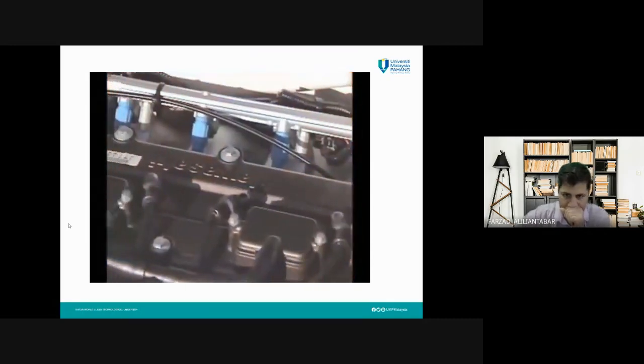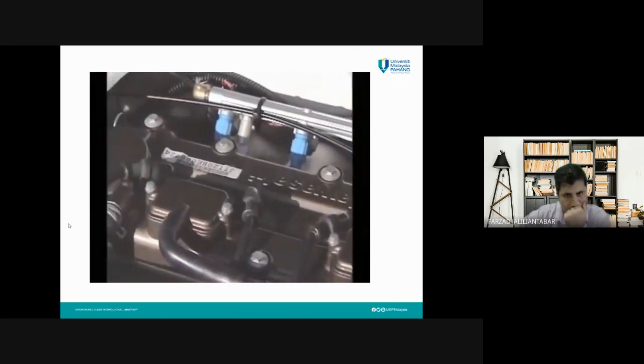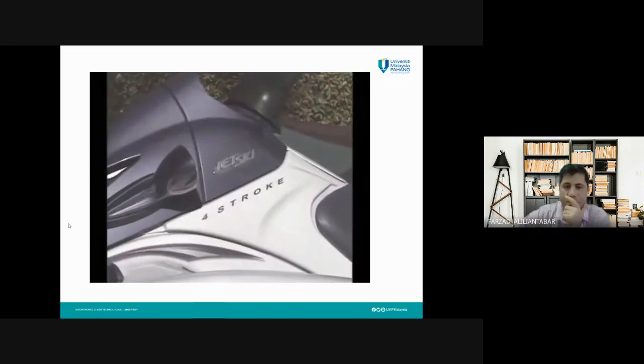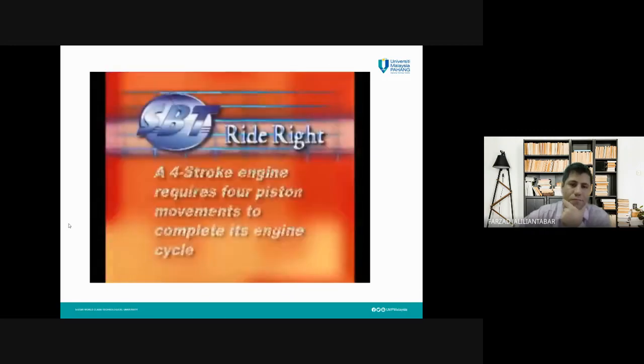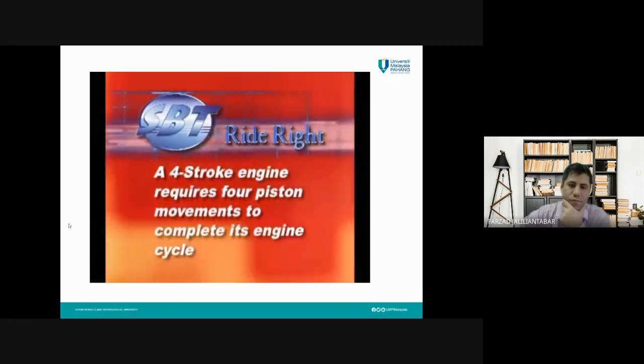There are now two types of engine available in PWCs, two-stroke and four-stroke. These names are derived from the number of strokes that the pistons take to complete a cycle. For example, a four-stroke engine takes 4 piston movements to complete its engine cycle.